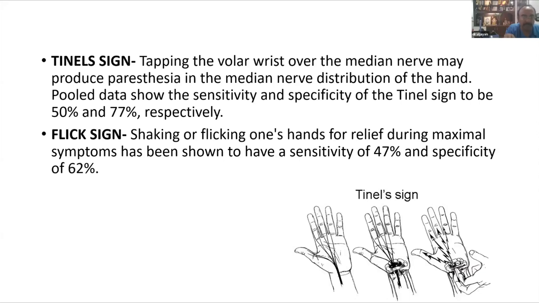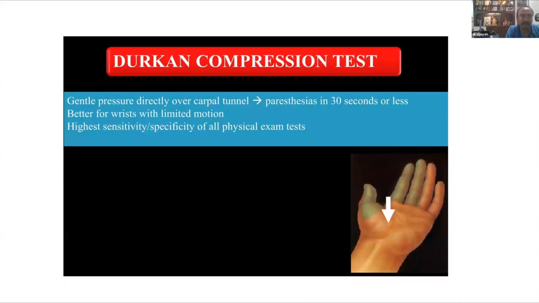Another clinical point to differentiate: ask the patient to keep the hand over his head. If the patient rests the hand over his head like this, and if the pain is relieved, it is almost always a radiculopathy. This is a clinical sign of a radiculopathy and not a carpal tunnel syndrome. So that is what is meant by the flick sign.